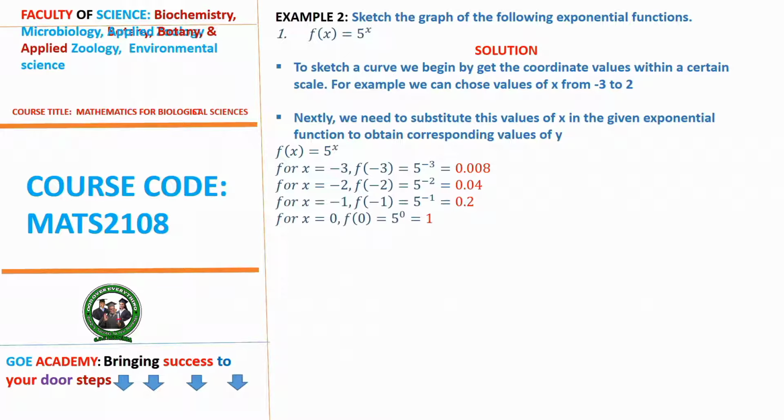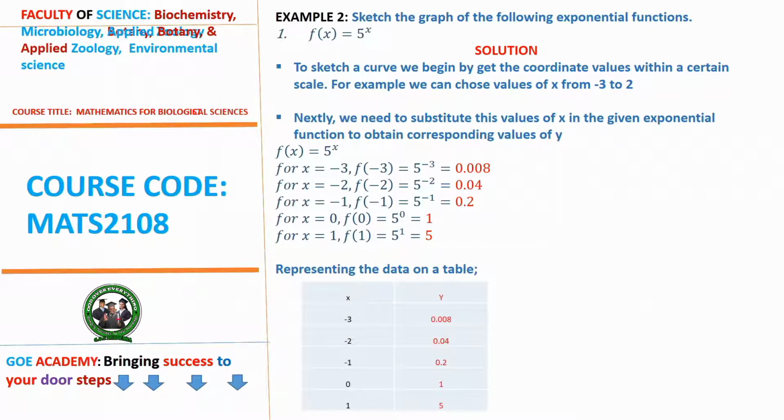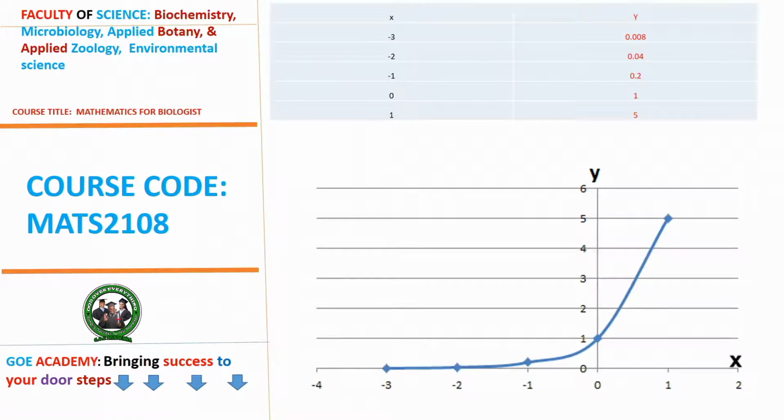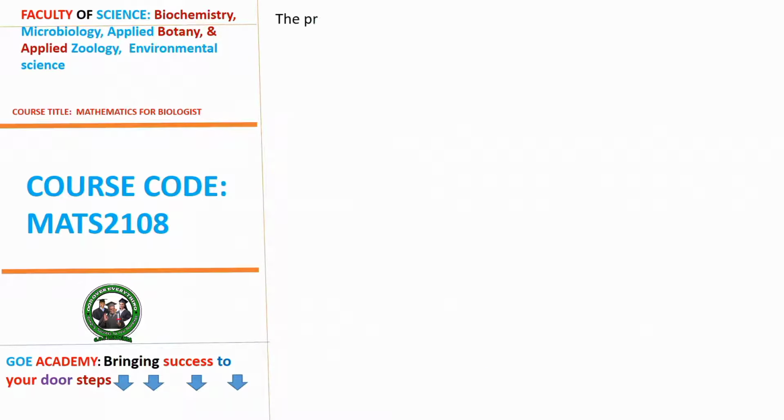Now we have 5 raised to the power 0 when x is 0. Anything raised to the power 0 is always equal to 1. 100,000 raised to the power 0, we have 1. When x is 1, we have that. So we can represent this on a table to ease our plotting. It is simple. So that's the table, this is the graph. You just need to do the same thing as we did in the previous exercise, and you end up with something like this.